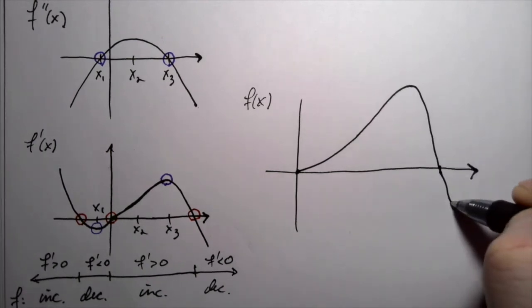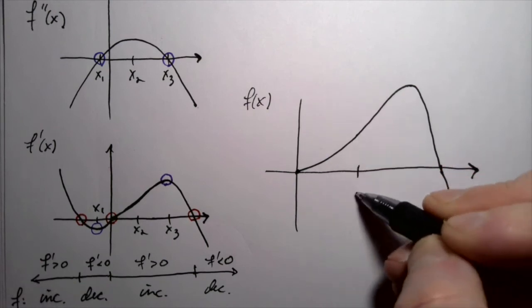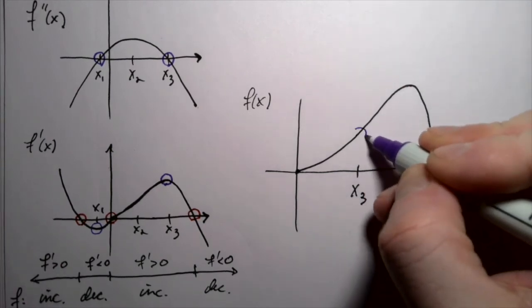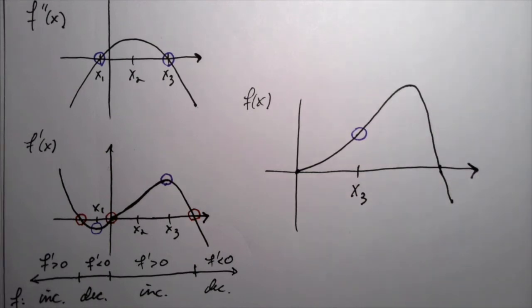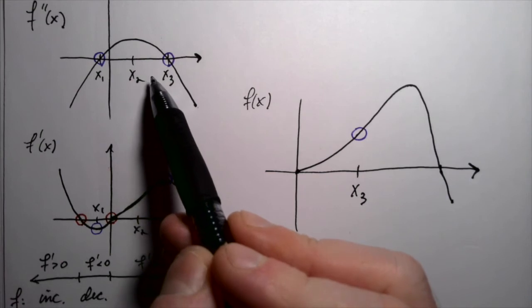So that's what's going to happen to the original function. You can see that there's an inflection point here. That's that point x3. So that's going to be a change from concave up to concave down in the original function. That corresponds to the second derivative changing signs, right?